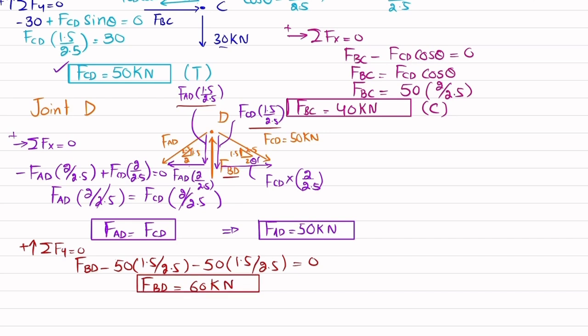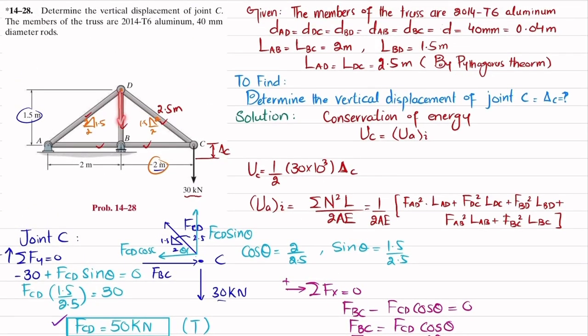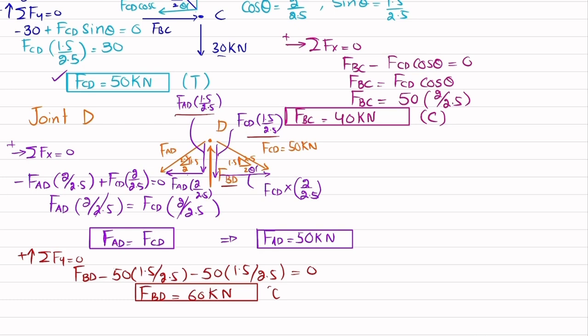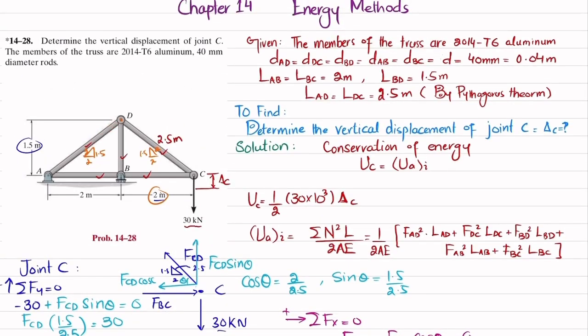And you can see the FBD is acting upward. This force acting upward, member BD applies an upward force on this D. So as a result, this member BD will be in compression. So I will write it C. Clear? And FAD was in tension. Why? You can see that FAD is in this direction. So as a result, the force in this member will be in tension.